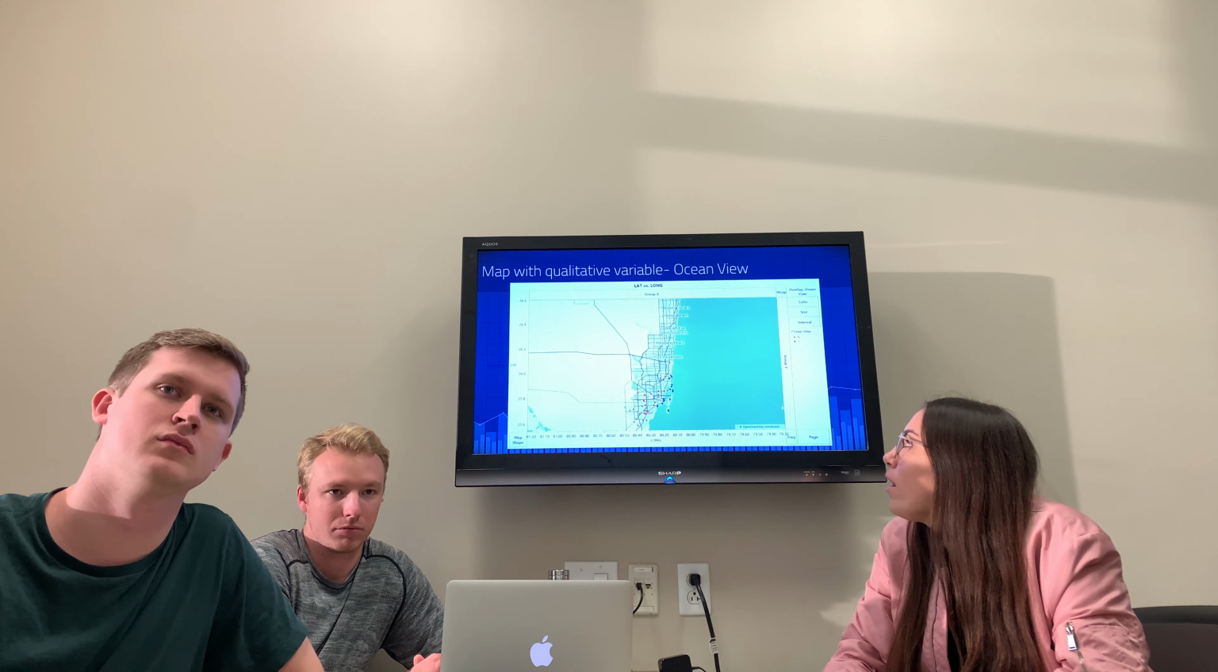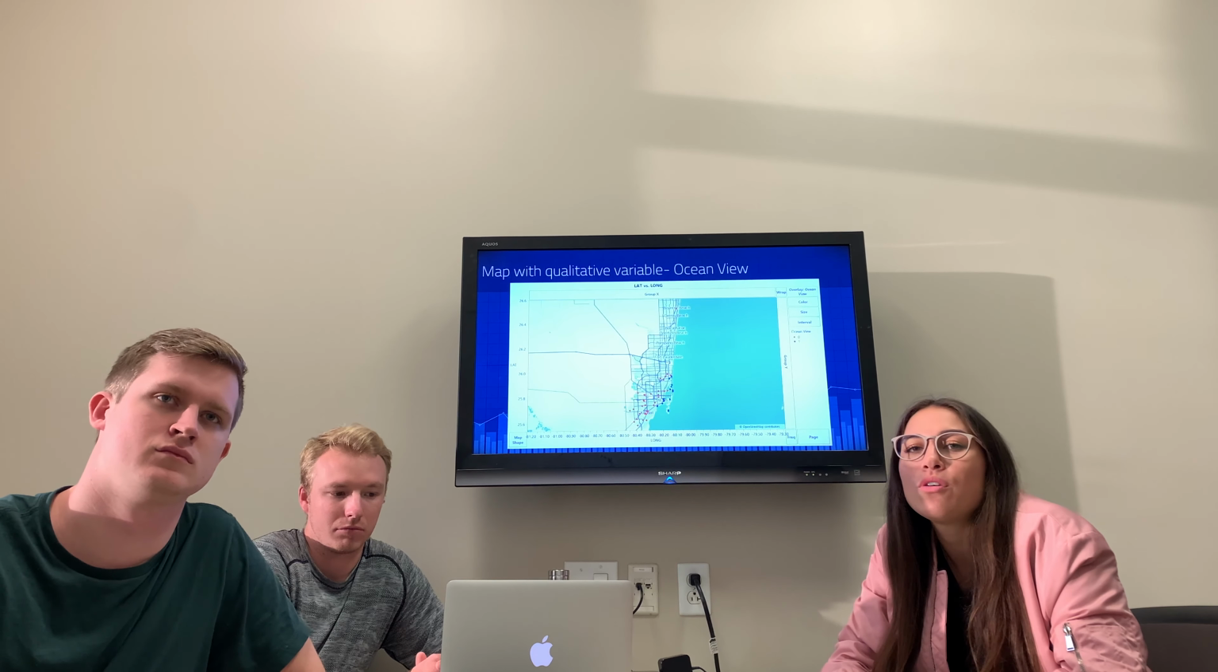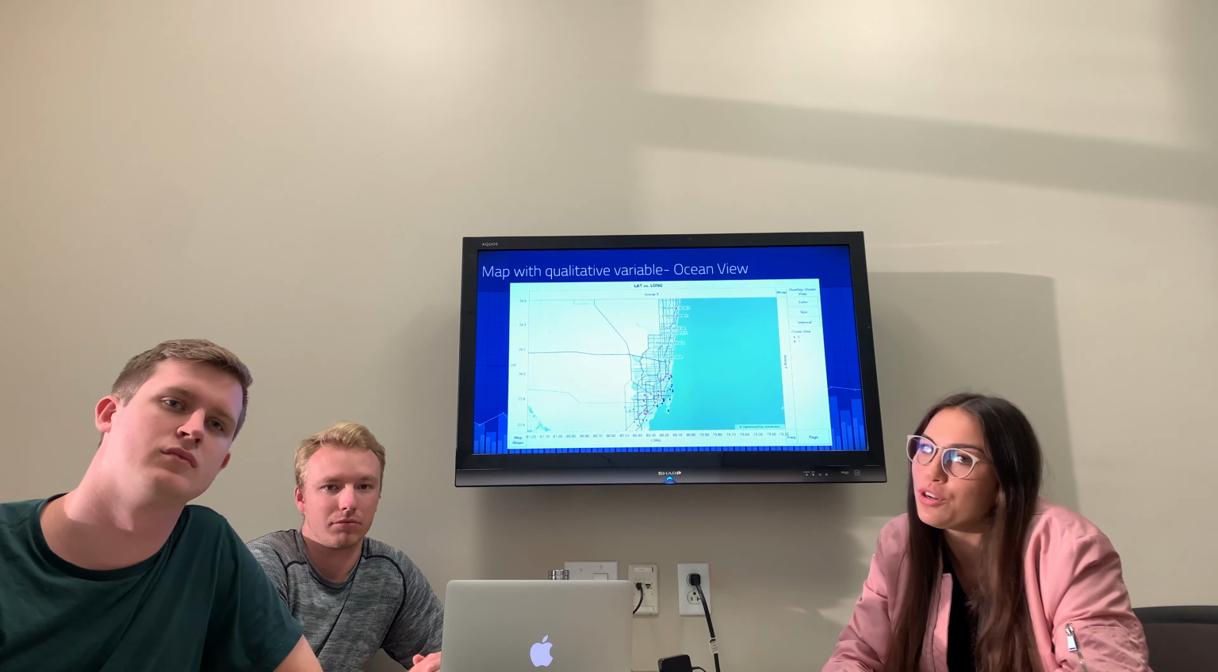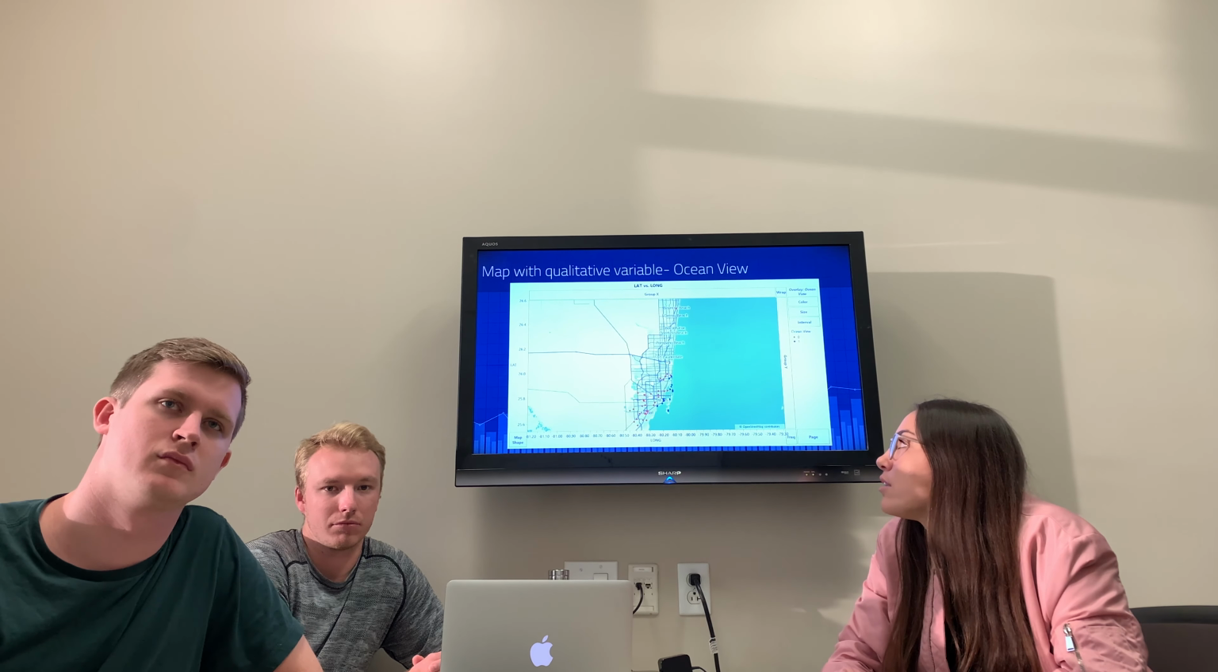Furthermore, we then analyzed a qualitative variable on our map, also using the latitude and longitude, the blue dots representing ocean view homes, and the red dots not being ocean view.